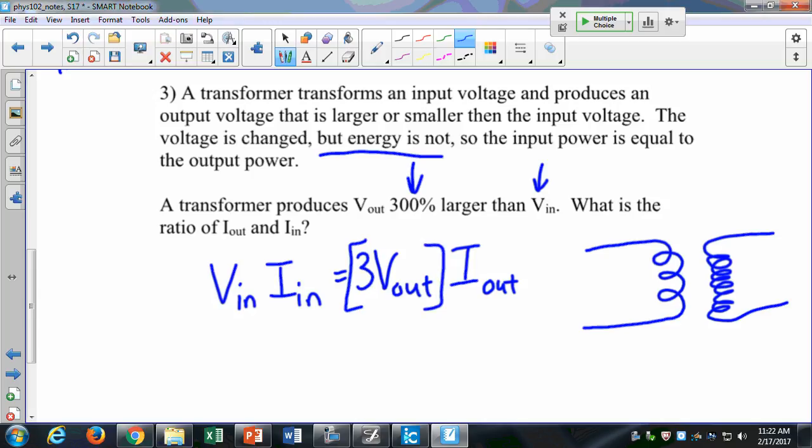So what is the ratio then of Iout to Iin? Let's try it out. We'll do 1 to 3, 3 to 1, 1 to 9, 9 to 1. What is the ratio of Iout and Iin?